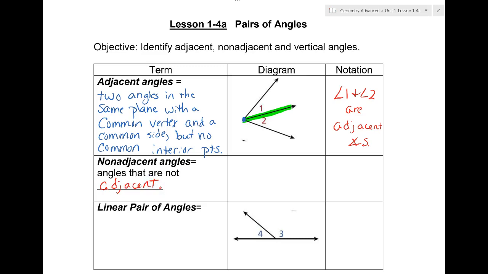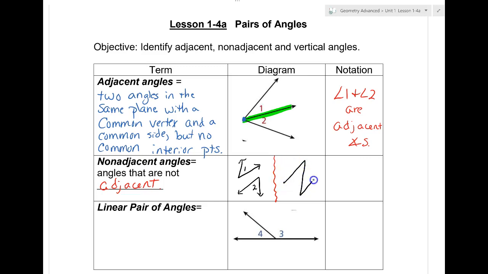Now, some fun examples of this. I'm just going to put this down in the middle. We can draw a few for fun here. Could you have something like this, just floating out in space with each other? Here's angle 1. Here's angle 2. I mean, they don't have anything in common. They don't have a vertex. They don't have a common side. It's not going to happen.